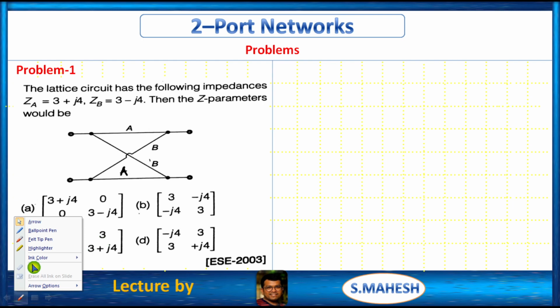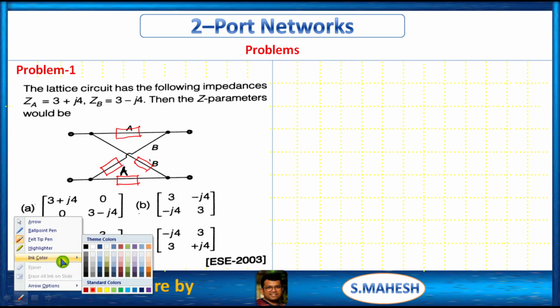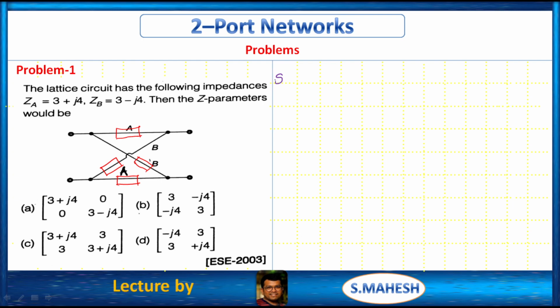So in this, this is ZA, and this is ZB. For this, first I would like to explain the generalized analysis to get Z parameters if the lattice network is given. So this network should be modified.